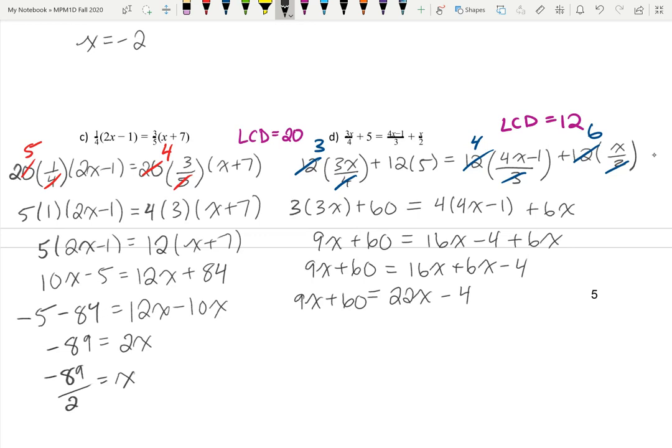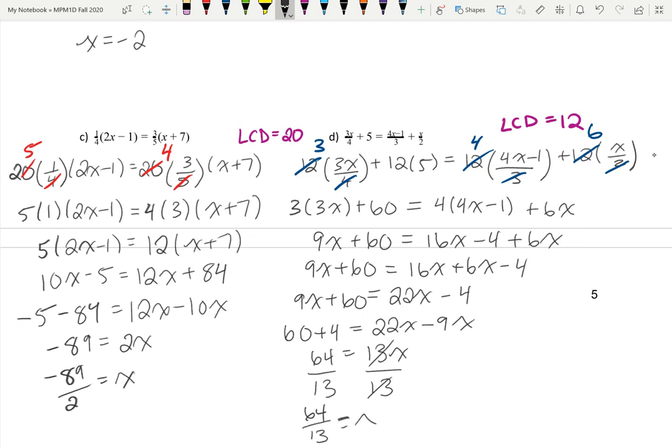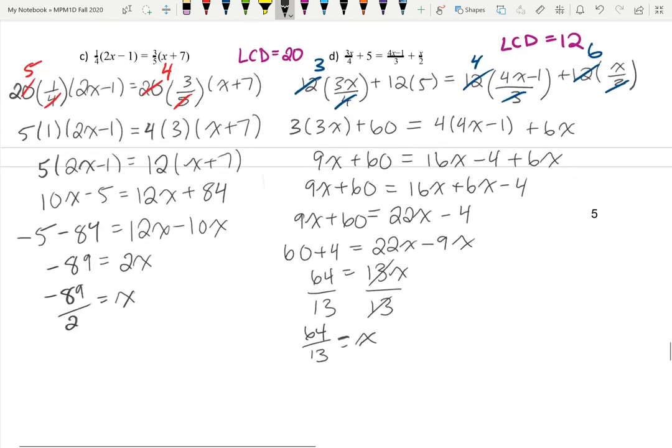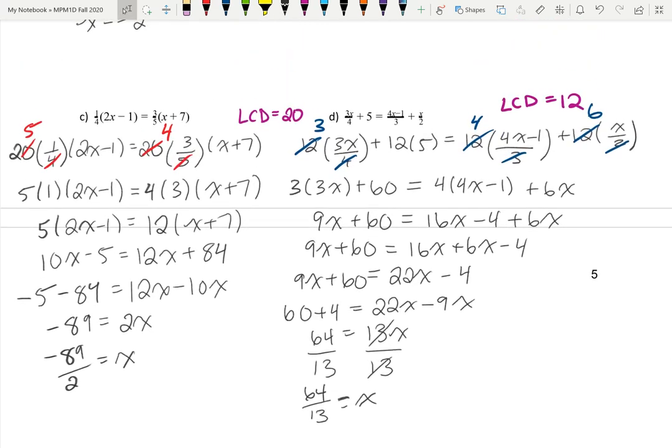And now I'm going to collect my like terms. Okay, so my x terms are on my right side. It could be on your left, whatever you want. Just make sure that your signs are correct. And I can't reduce that fraction any further, so that's my answer. 64 over 13. Okay, so that was a challenging question. Well, all four of them were pretty challenging, but D was definitely the most challenging.